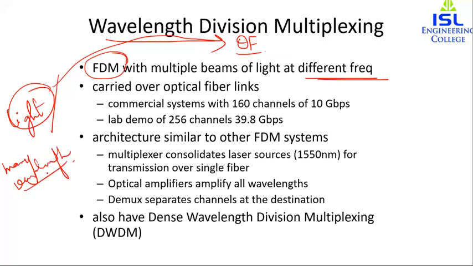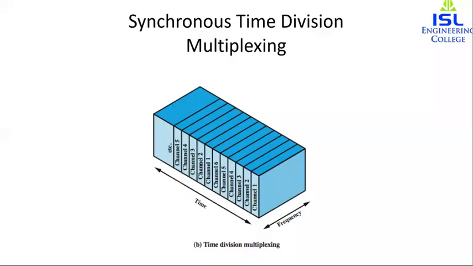So each wavelength has a separate channel of data. Commercially, we have 160 channels of 10 Gbps earlier actually. So this wavelength division multiplexing is the same as frequency division multiplexing, except that multiplexing and demultiplexing involves the optical signal. In this case, we won't study much of wavelength division multiplexing. We will directly move on to time division multiplexing.